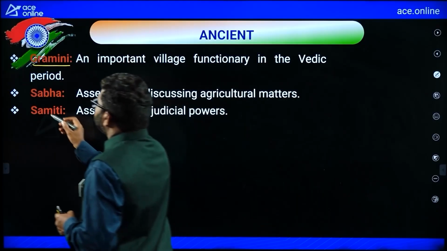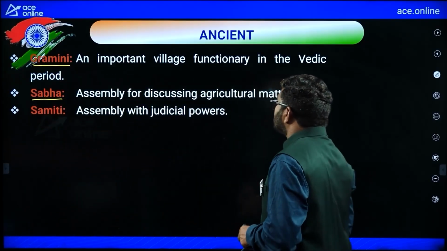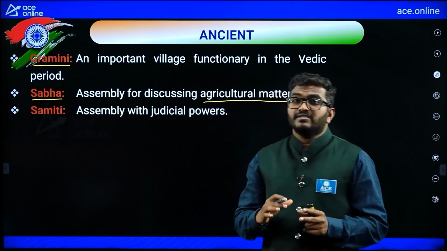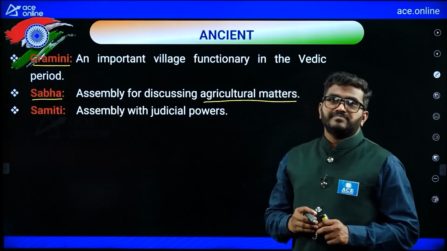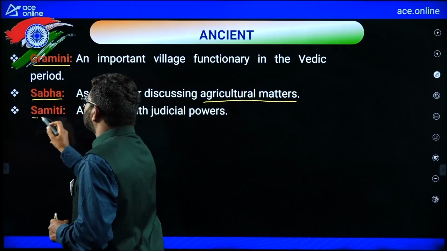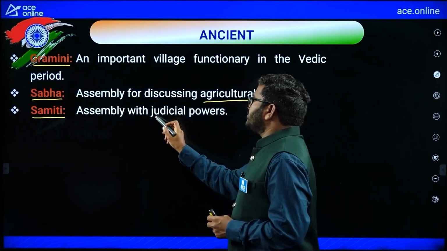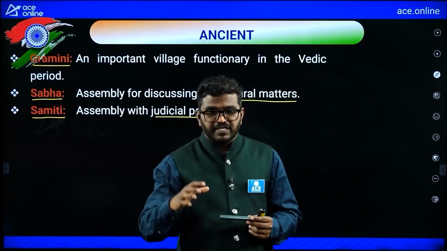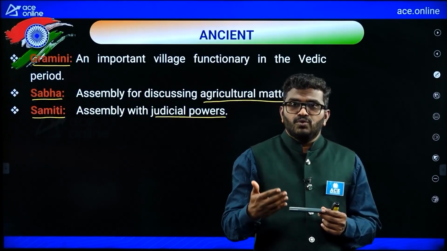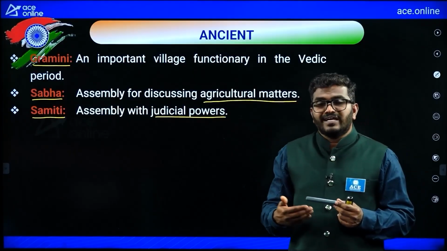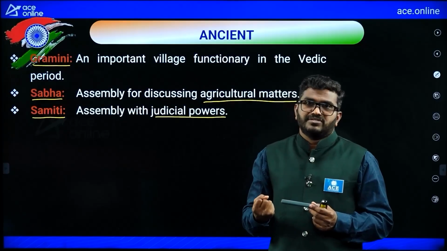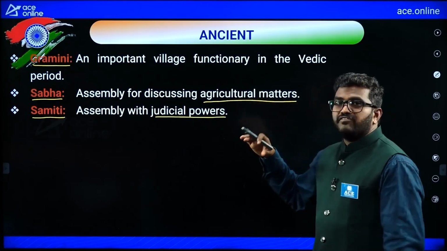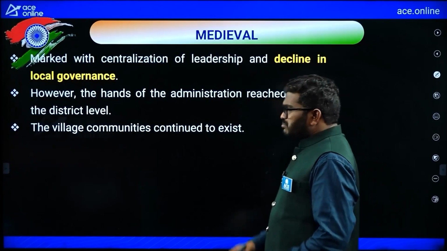And second, Sabha, assembly for discussing agricultural matters. Sabha is nothing but a group of village people, they'll sit at one place and they'll discuss agricultural matters. And Samiti, assembly with judicial powers. So Samiti is nothing but a group of people who will discuss judicial powers. Like if there is a crime in the village, they will decide what to do, how to avoid this type of repeating problems, crimes. So they have judicial powers, that we call a Samiti. Gramini, Sabha, Samiti, all these words are from the ancient period, Vedic period. Now you can see the medieval period.